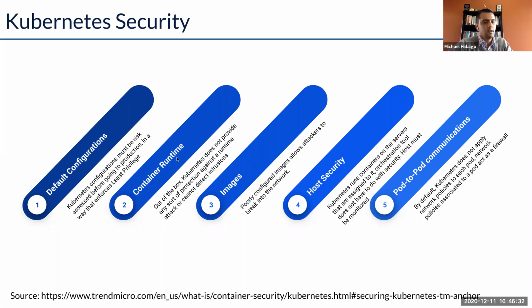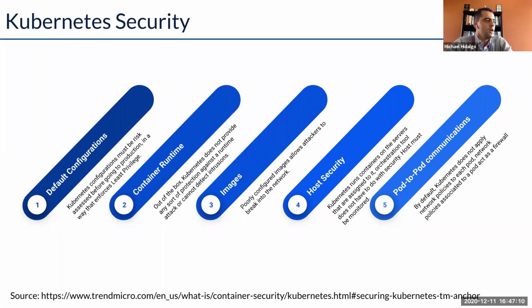Also, container runtime. Just remember that Kubernetes out of the box doesn't provide any sort of prevention or protection against attacks at runtime, or detect any sort of intrusion. So we will need to make sure to have proper monitoring for detecting intrusion. Also, images are the same issue we have been talking about. Poorly configured images allow an attacker to break into the network. That's the case, right? If the underlying image poses a potential vulnerability, it could be exploited by an attacker.